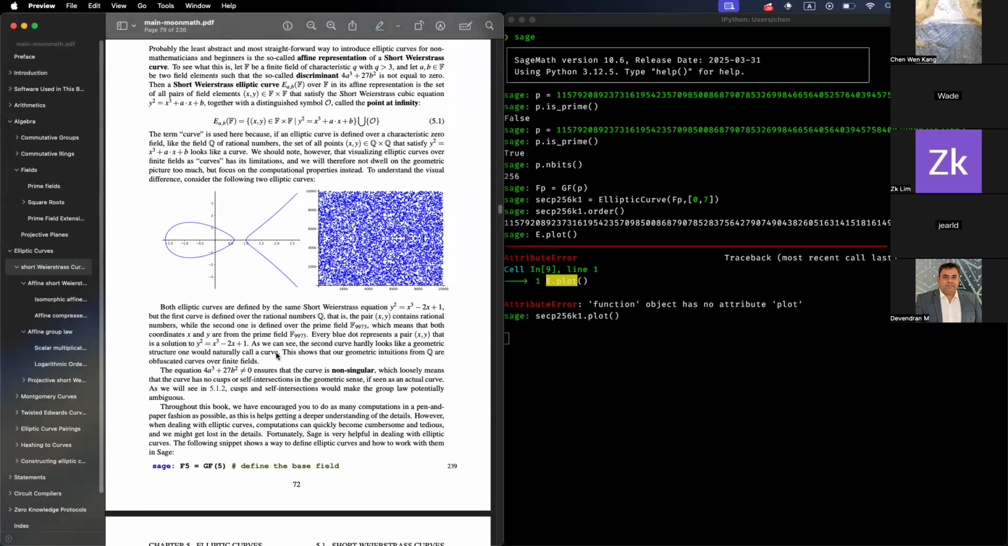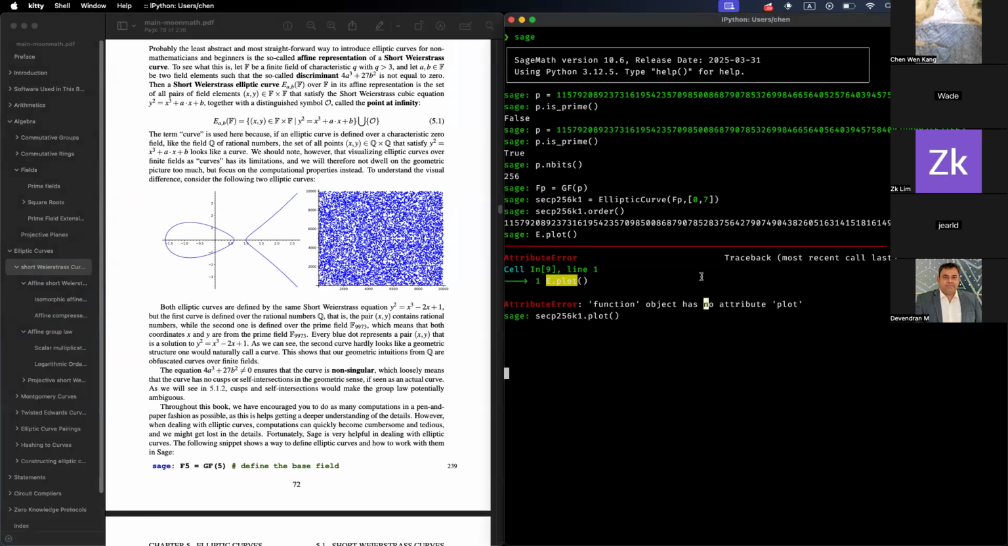Any more questions? Yeah, still plotting. I don't think my graph is coming up anytime soon. I'm just going to stop it. I don't think I can stop it even. But anyway, any more questions?